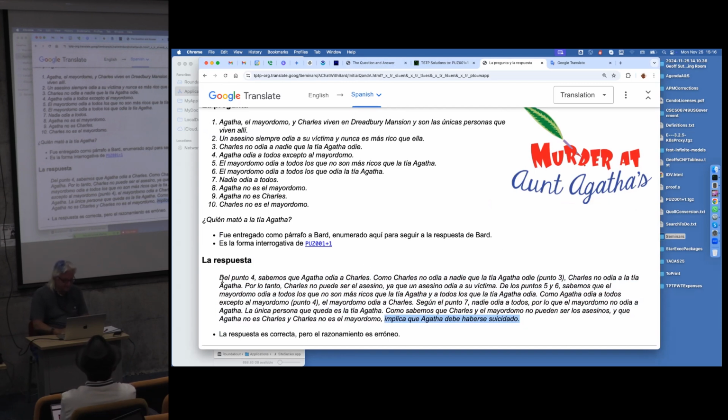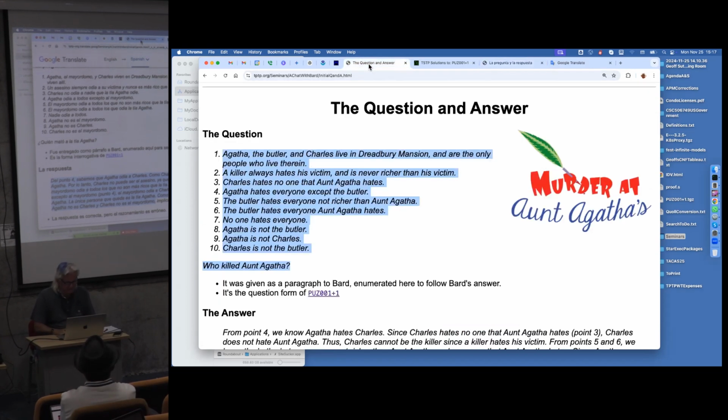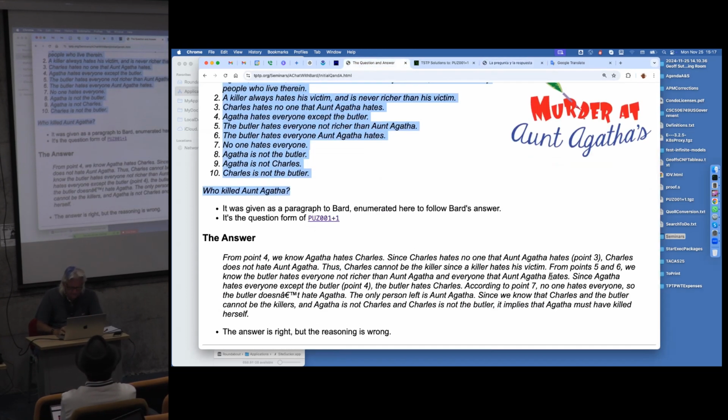But wait, it's not good. If you read this very carefully and slowly, no time now, it got the right answer, but for the wrong reason, okay? It got a lucky guess. And the reason was wrong. I was looking at the English version, and I'm reading this, from points 5 and 6, Butler, and I thought, this doesn't look right. The answer is correct, but the argument is wrong.